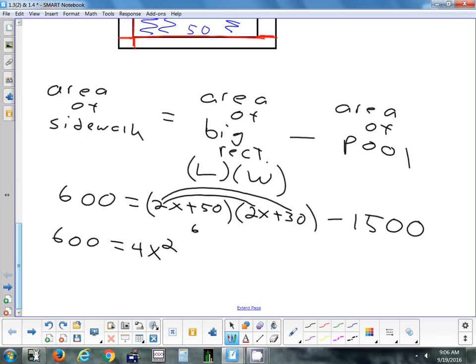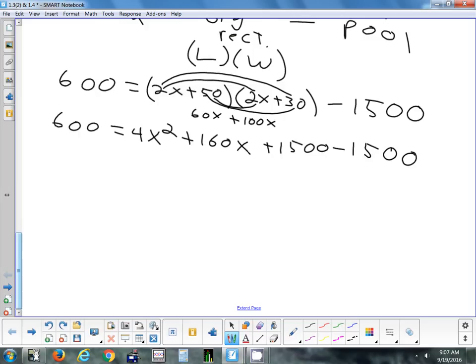Good, 60x. I'm just going to put that here for a second because I'm going to combine it with something else. Austin, what's 2x times 50? 100x. And can you add those up for me? 160x. And lastly, 50 times 30, I already did that earlier, gives me 1,500. So that's the 1,500 and negative 1,500 cancel each other out. Yeah, those cancel out. And now I'm just left with this.